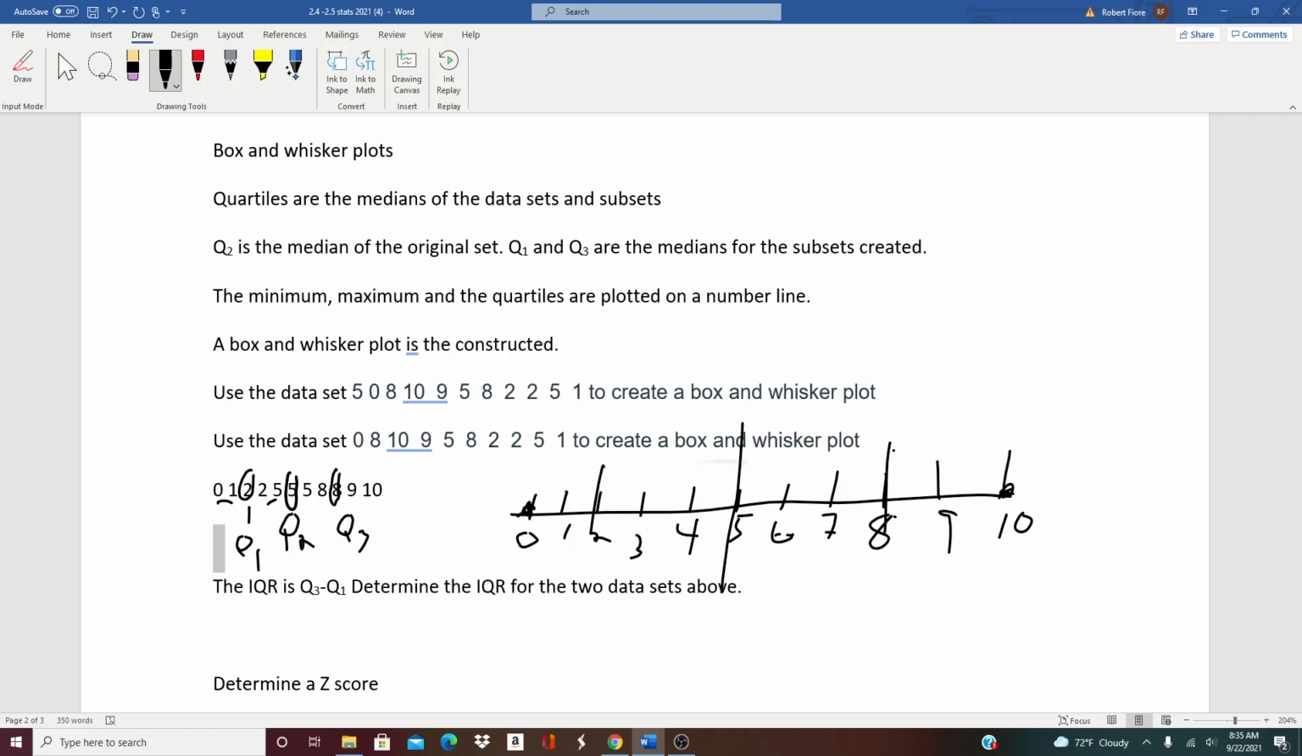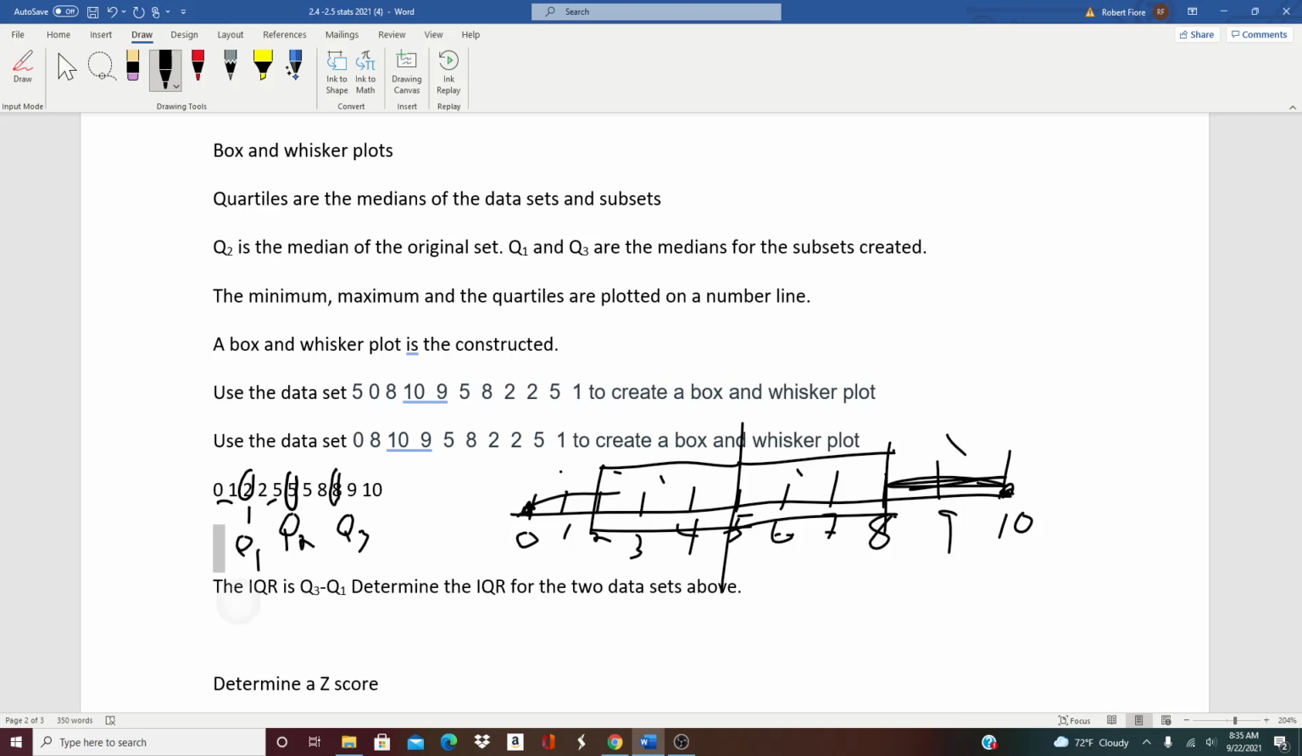I'm going to complete my box and whisker, just drawing my lines over and drawing in that line with a dot at the end and that line with a dot at the end. This is to break up my values so that each of these sections is 25%. So if this is 25%, this is 25%, this is 25%, this is 25%.